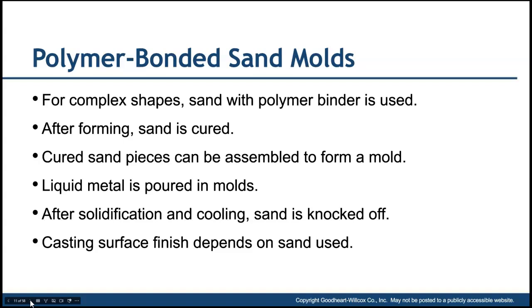So once you've got the mold, liquid metal, of course, is poured. When solidification and cooling takes place, a certain amount of time is allowed for that. Once that happens, then the sand is knocked off. So you're removing the metal part, and then of course the sand goes back in and gets reused for another mold to be made as well.